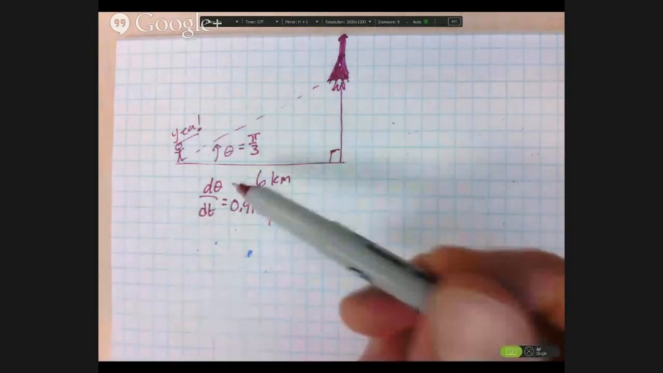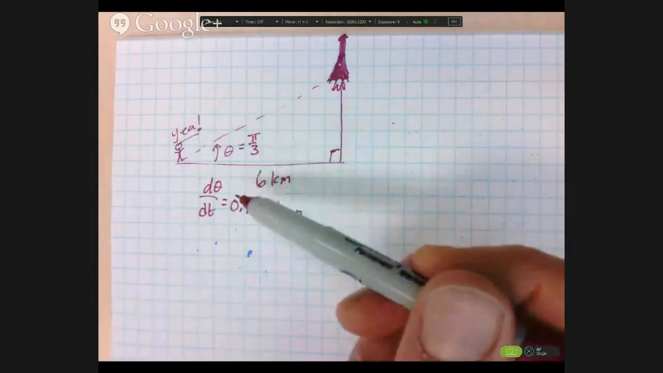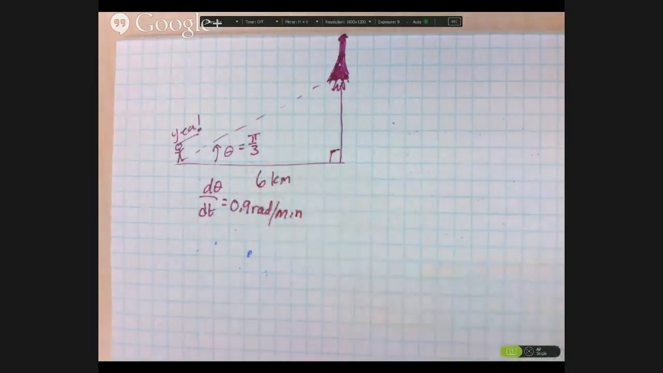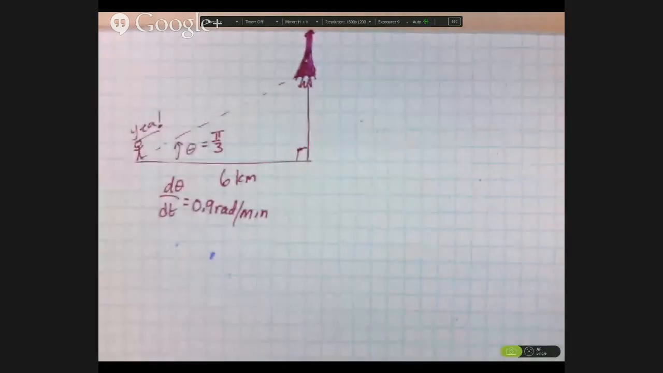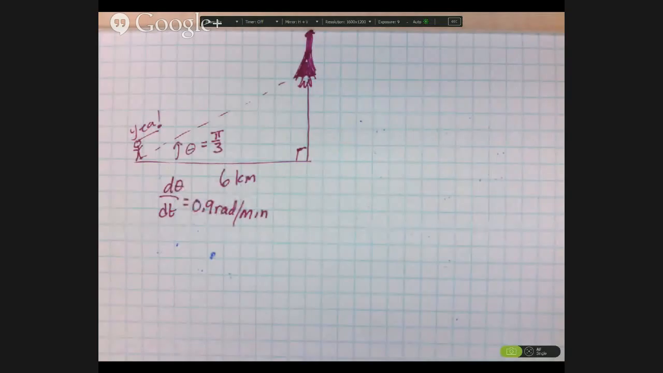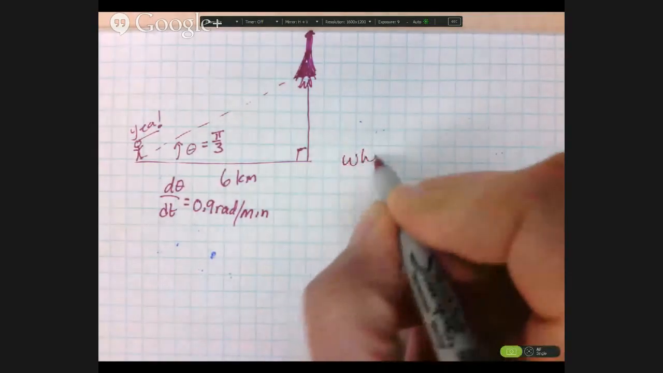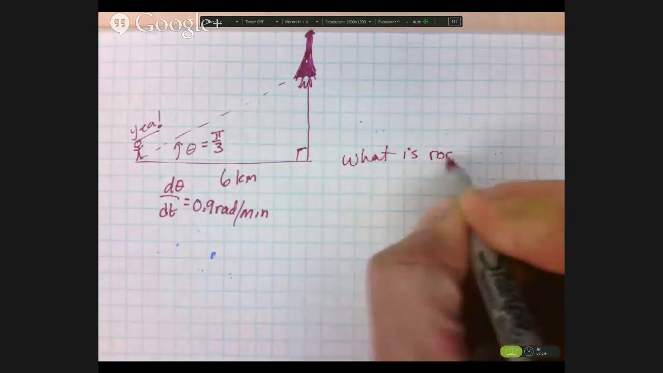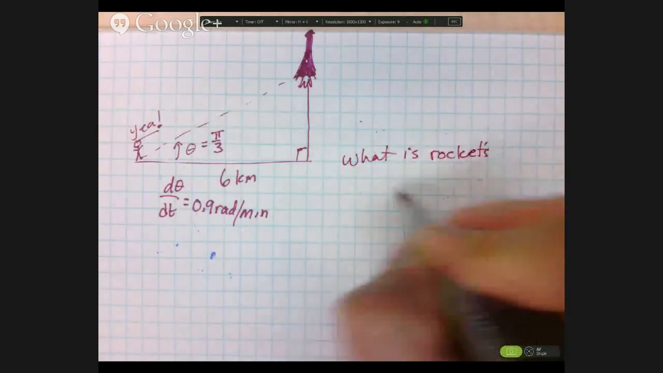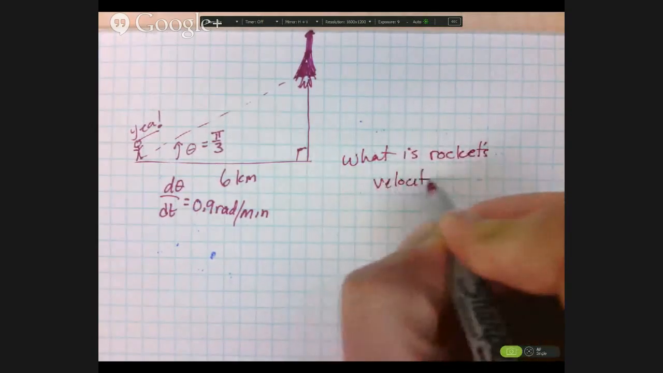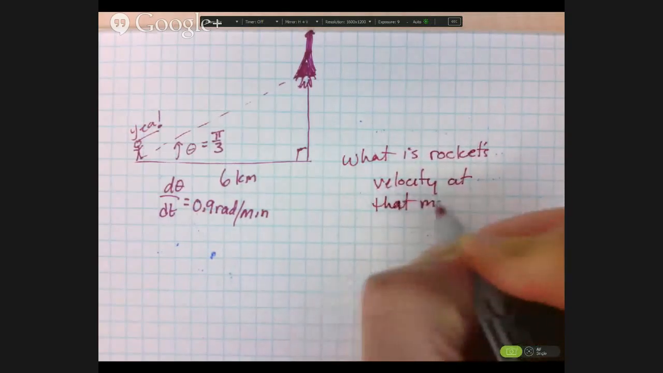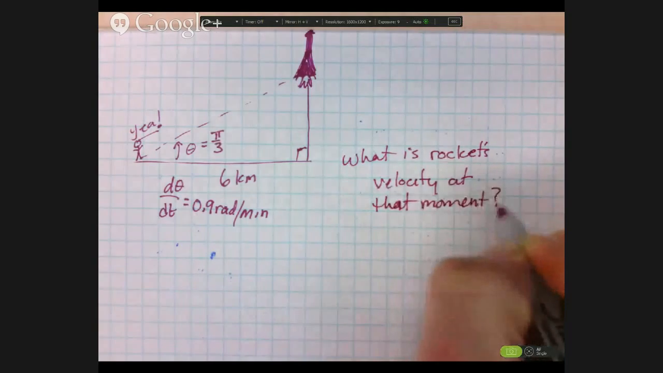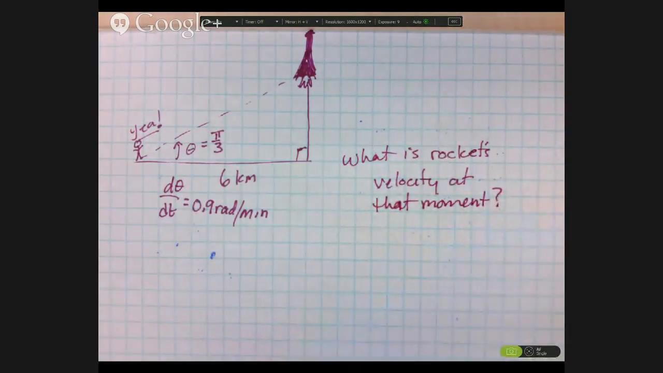So the angle is pi over 3. The rate of change of the angle is 0.9 radians per minute. Was that given? Yeah, these are the givens. So the question is, what is the rocket's velocity at that moment?